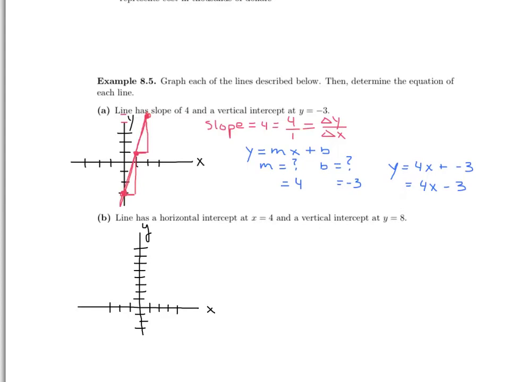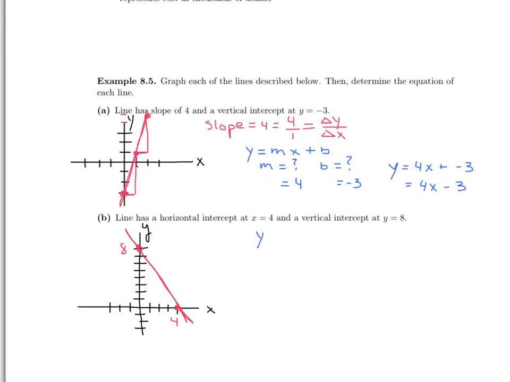Now this line has a horizontal intercept at 4, at x equals 4, which I'll declare to be right there. And it has a vertical intercept at y equals 8, and that should be right here. I'll declare that to be 8. So the line passes through these 2 points. Its graph looks something like that. Now we need to determine the equation for this line.